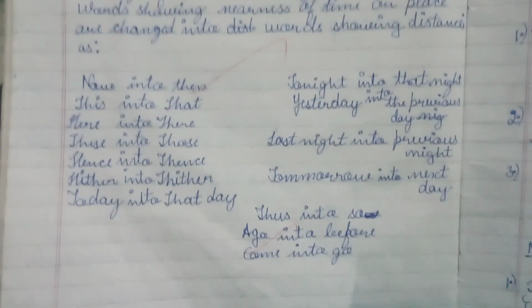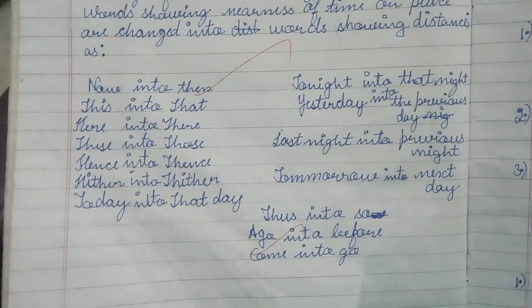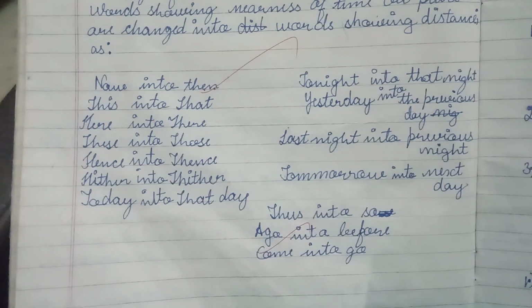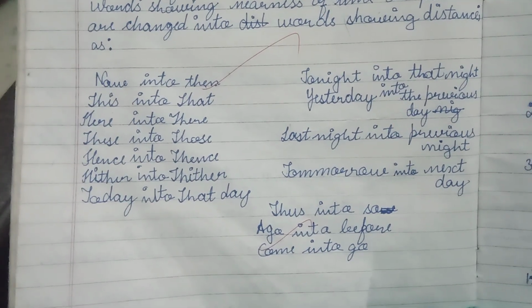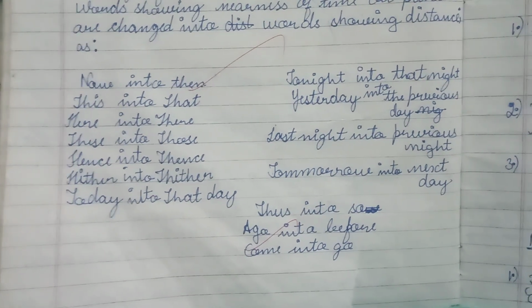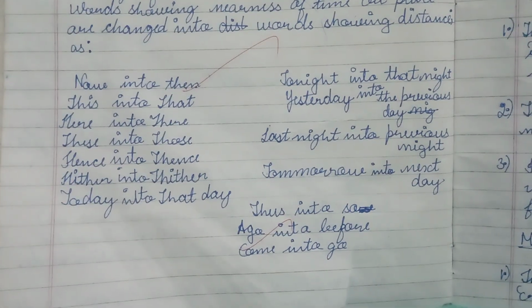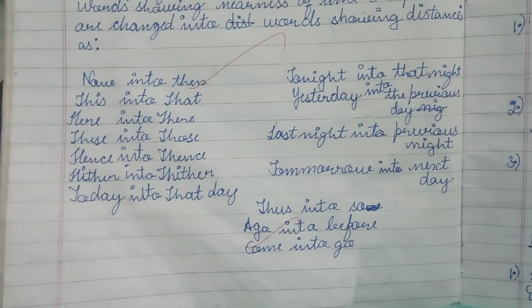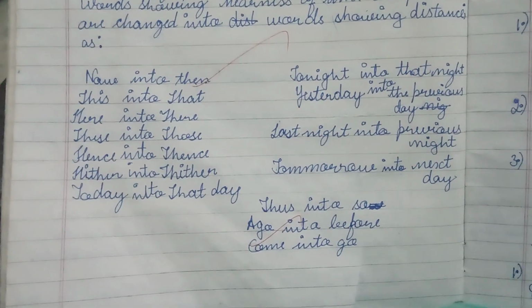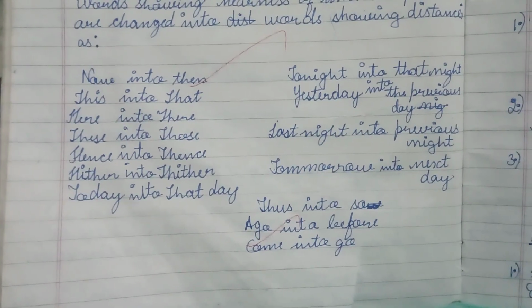Now, some examples for this are: now changes into then, this into that, here into there, these into those, hence into thence, hither into thither, today into that day, tonight into that night, yesterday into the previous day, last night into the previous night, tomorrow into next day, thus into so, ago into before, and come into go. There may be some other examples which you will be doing when you do the exercise.